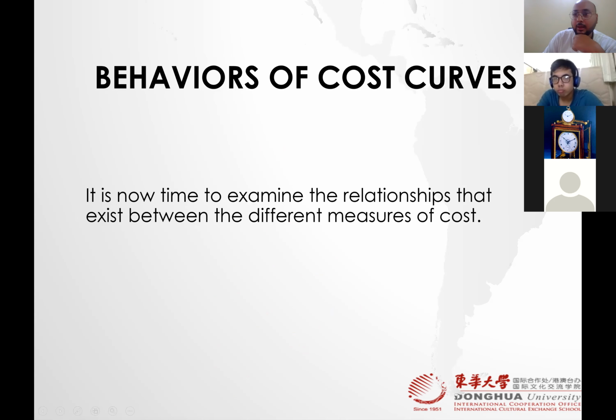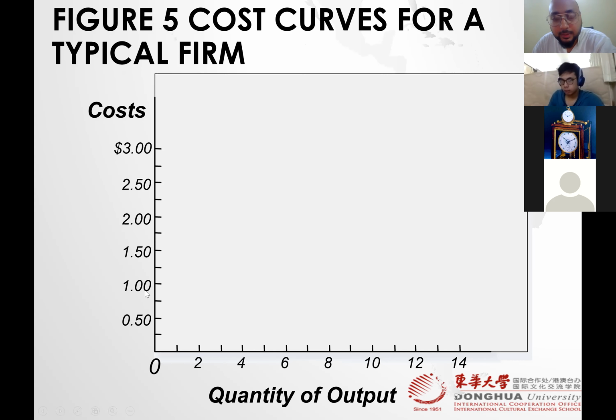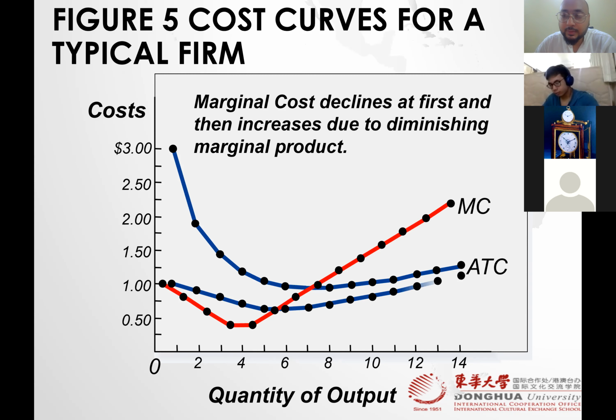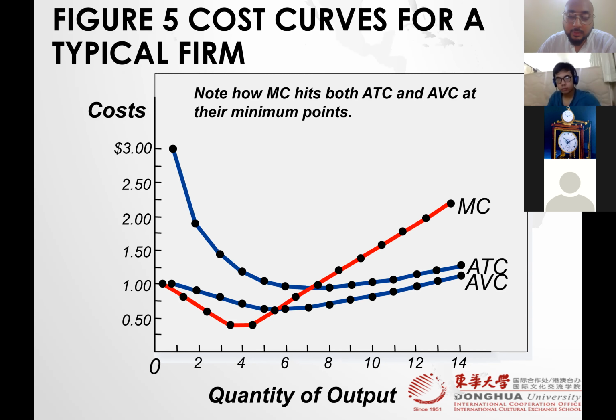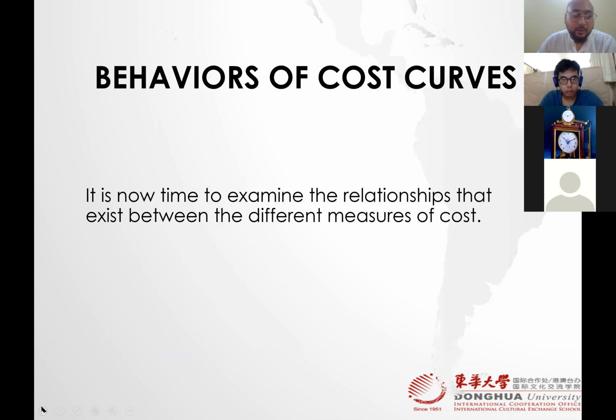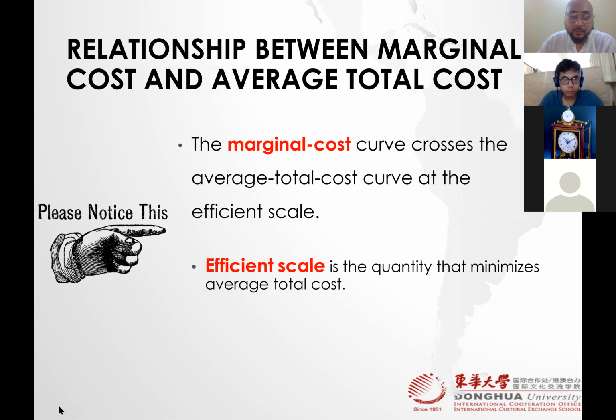So it is now time to examine the relationship that exists between different cost measures. So we have a different example here. I'm just going to make the graph here. You are not required to make the graph, so I just omit that one. Here we go. This is MC. This is AFC. This is AVC, average variable cost, and this is average total cost. So we have a behavior here. One by one, let's study that one.